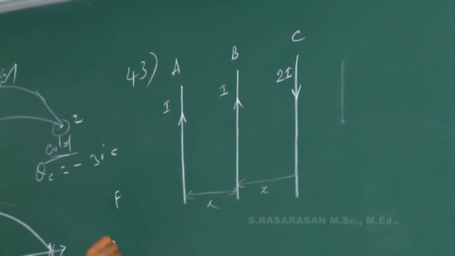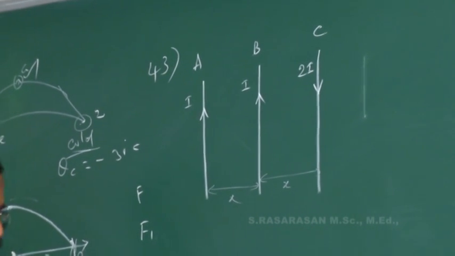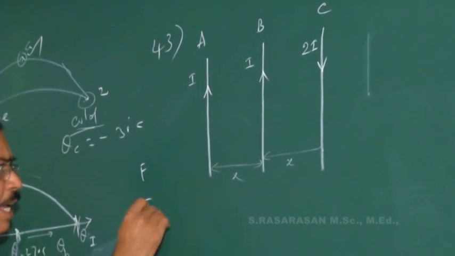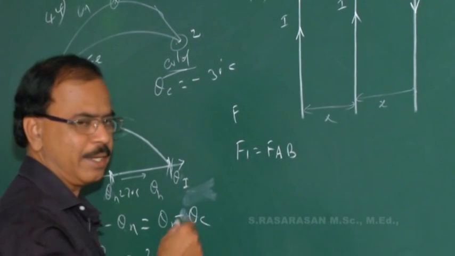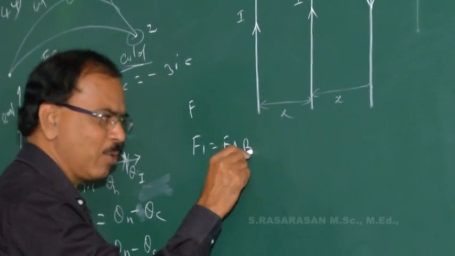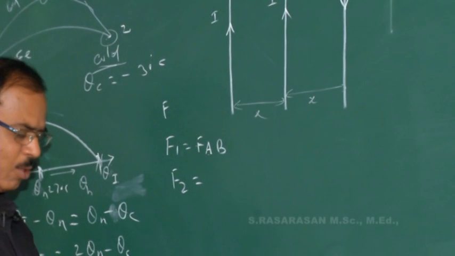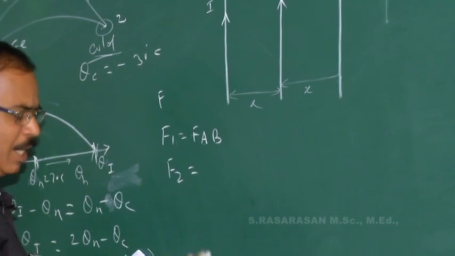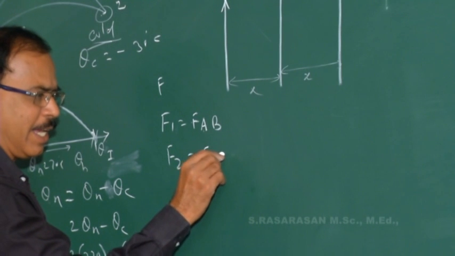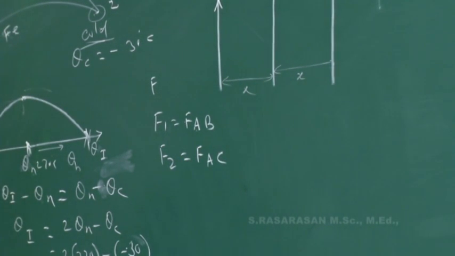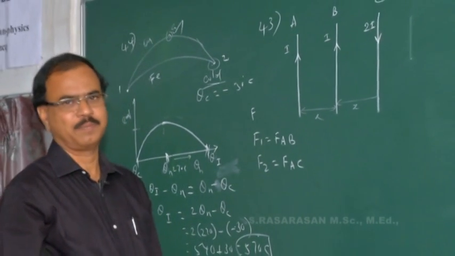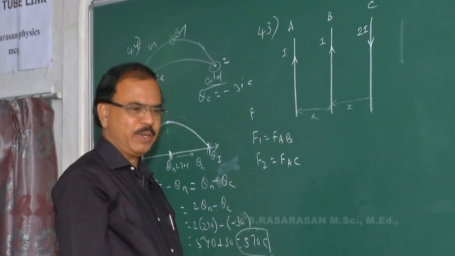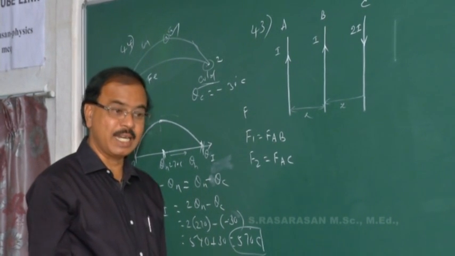What is F1? F1 is the force exerted by B on A. Force acting on A due to B. What is F2? Force exerted by C on A. Force on A by C. It's a good problem. This concept comes from the force acting between two parallel current carrying conductors.